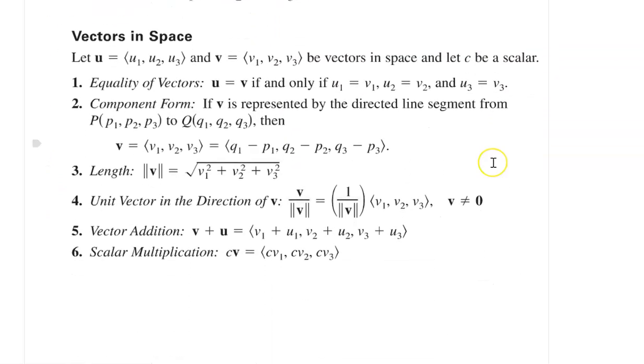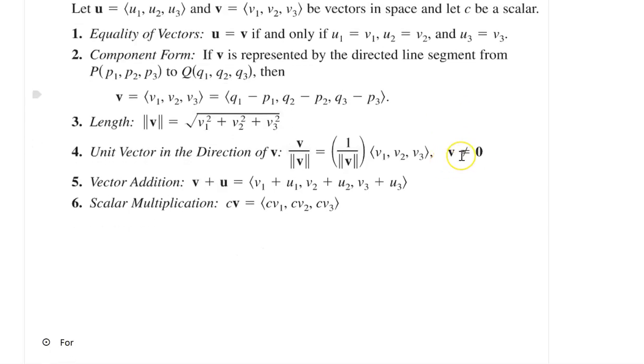Now vectors in space. Two vectors, u and v, are equivalent if and only if u1 equals v1, u2 equals v2, and u3 equals v3. The component form, if v is represented by the directed line segment from p to q, then v equals q1 minus p1, q2 minus p2, and q3 minus p3. All of these are extensions. The length, you can just tack that plus v3 squared on the end of that, inside that square root. The unit vector in the direction does not change. It's just 1 over the magnitude times the vector. And the vector addition, same thing. You just add up the components. Scalar multiplication, you just got to distribute that scalar multiple through all 3 components.